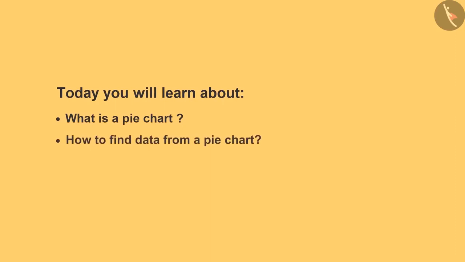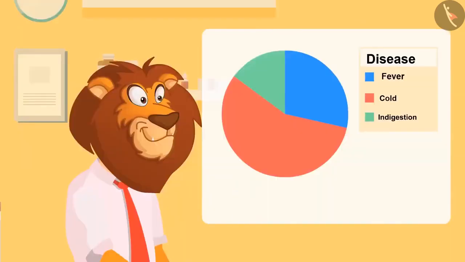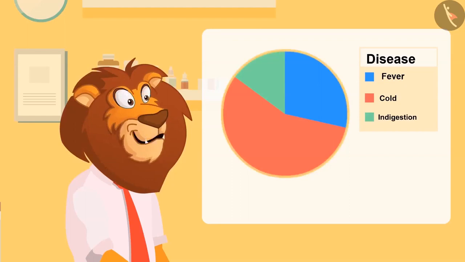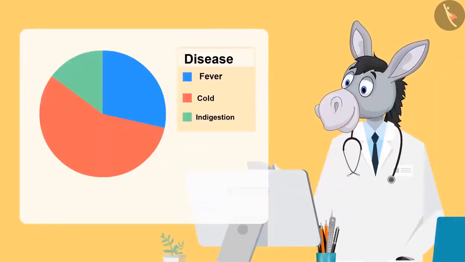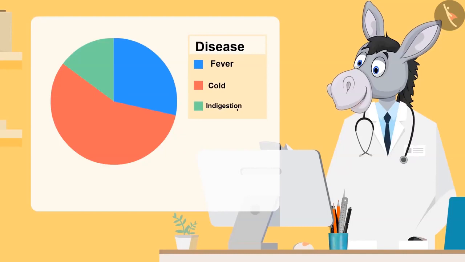So kids, this round-shaped chart you are looking at is known as pie chart. Is it because it is round like a pie? Yes. Can you tell what is this chart representing? This chart represents which disease has troubled most of the kids. Very good. As you can see in the chart, number of children who got sick due to cold are represented by red color. Number of children who got sick due to fever are represented by blue. And the number of children who got sick due to indigestion are represented by green color.